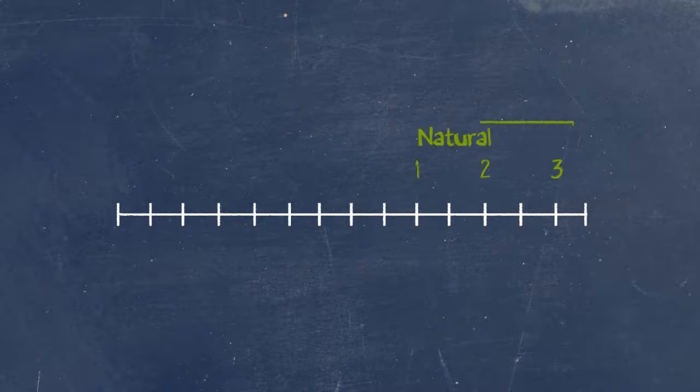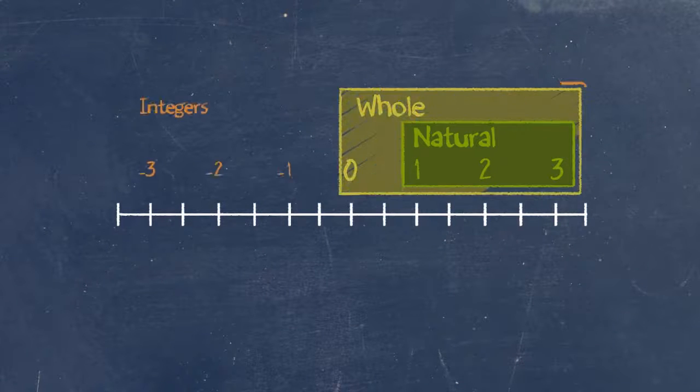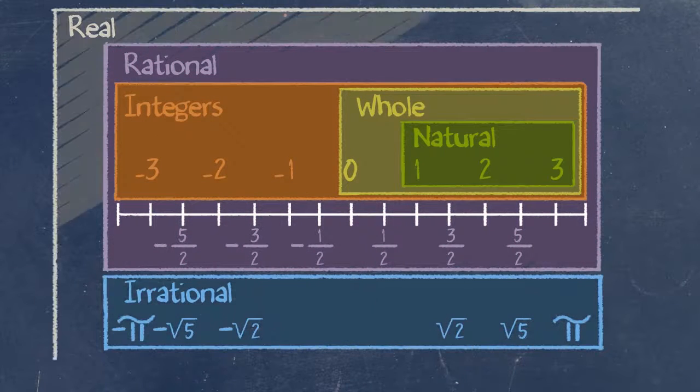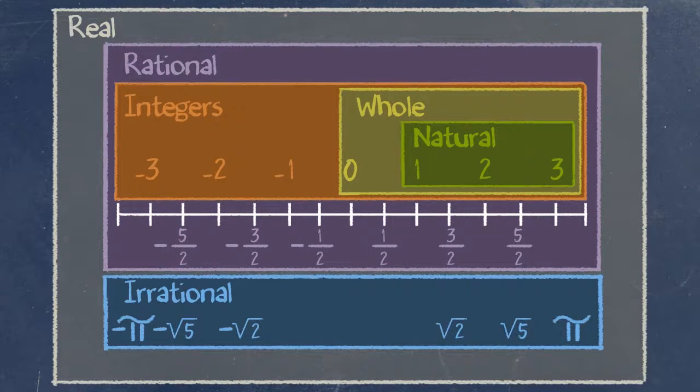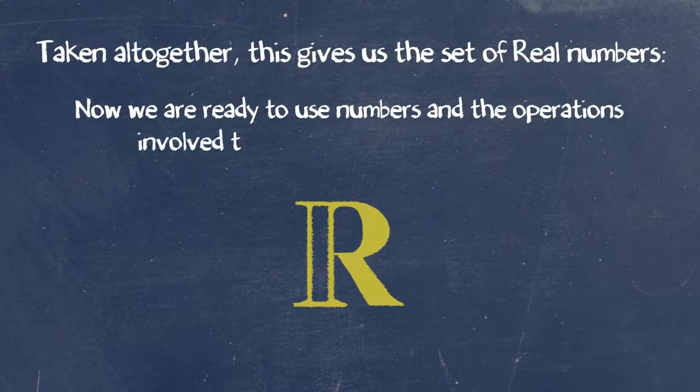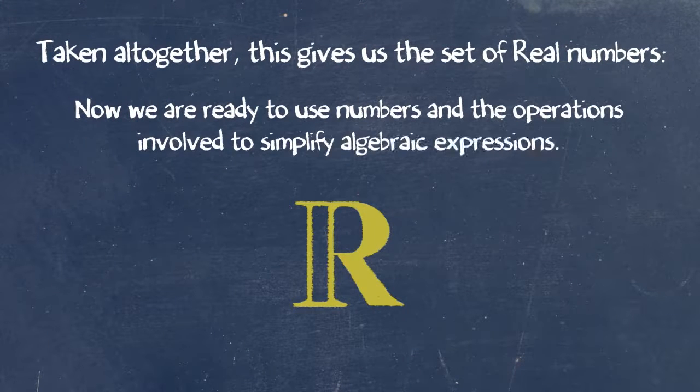So, as a final recap, we have natural numbers, whole numbers, integers, rational numbers, and irrational numbers. Taken all together, this gives us the set of real numbers. Now, we are ready to use numbers and the operations involved to simplify algebraic expressions. This is your first step towards success in university-level math.